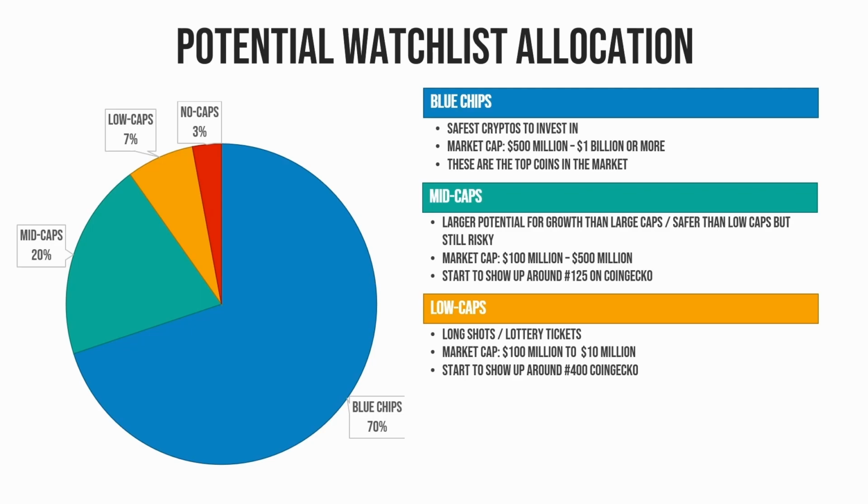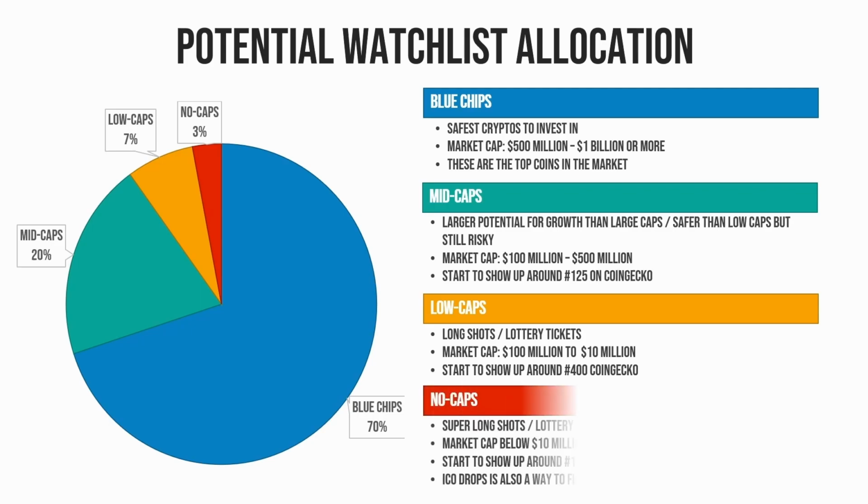Now, the market cap for these is somewhere around 100 million to 10 million, all right? If you get down into the $10 million area for market cap, you're really starting to play with fire. Some of these coins are going to start to show up around number 400 on CoinGecko, and these are really long shots, folks. You shouldn't put a large, substantial amount of any investment into these types of coins simply because they're too low in market cap, right? They haven't really proved themselves in the crypto market yet, and they could definitely crash to zero, okay?